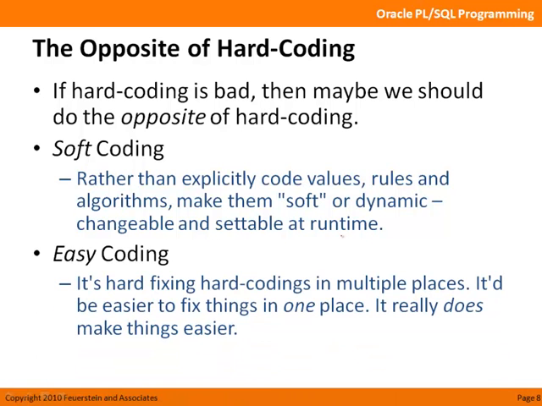Another opposite of hard coding is easy coding, because the bottom line is that while in the short term it feels easier to take a shortcut and use the specific magic value or the hard-coded reference to a rule, over time, hard coding makes it really hard to maintain your application. It's hard fixing multiple occurrences of a hard coding. It's a lot easier to fix things when they're defined in one place. So I think these two perspectives, these opposites of hard coding, can inform the way you think about how you're going to write your code. One is to make it as dynamic as possible. The other is to make it as easy as possible to maintain your application over time.